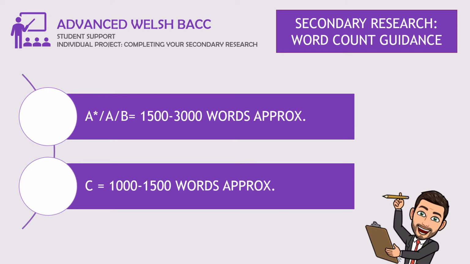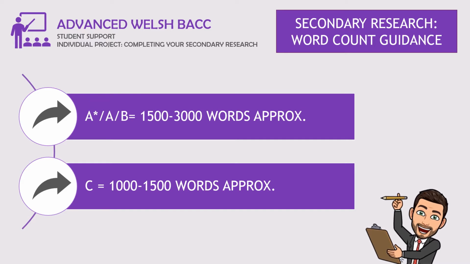Now, word counts, we always state this at the start. It's the quality of writing that's important. But as a guide to hitting those A-star, A, B grades, you need to be within the 1,500 to 3,000 words approximately. It can be more than that, but just be aware that it will impact on your overall word count. For a C then, what you're looking for is between 1,000 and 1,500 words.